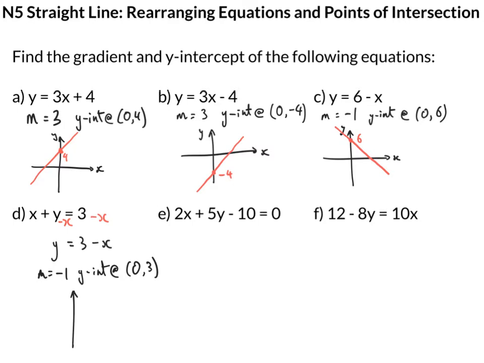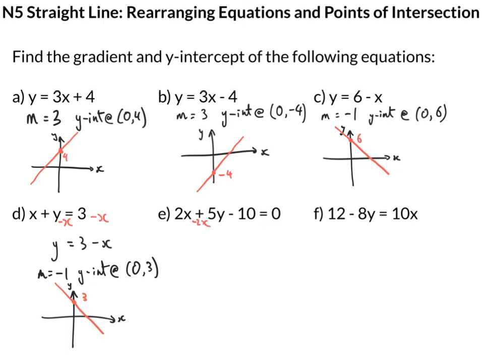So again, if I were to sketch that, it looked very similar to C. It would cross the y-axis at a point 3 up, and because it's a negative gradient, it would go downhill like that. E. I've got everything lumped over to the left-hand side, so I've got x's, y's, and numbers. I'm going to leave the 5y where it is and get these numbers over to the other side.